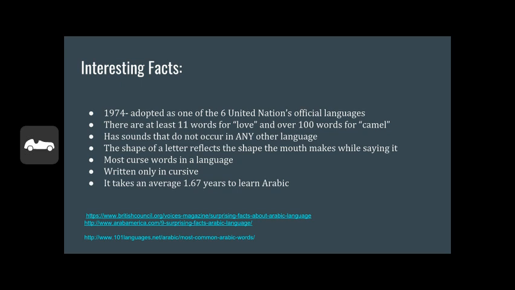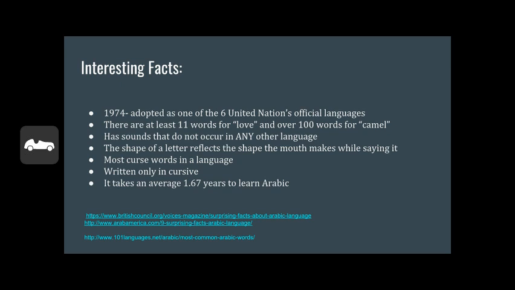We definitely lose. The Arabic language is beautifully written, and it's written mostly in cursive, only in cursive actually, which we discussed earlier in a few slides. And it takes the average human 1.67 years to learn Arabic. So in 2 years, if you really put the time in, you would probably be pretty conversational in the Arabic speaking world.